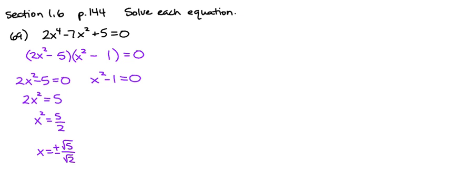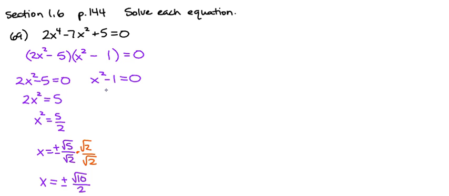And because of the radical in the denominator, let's go ahead and rationalize this by multiplying by our special form of 1, square root 2 over square root 2. And that gives us plus or minus square root 10 over 2 as two solutions to the problem.